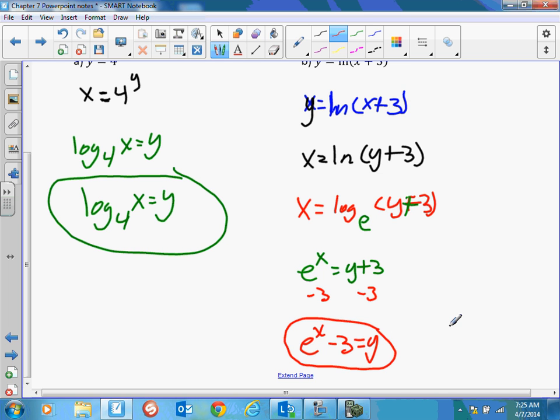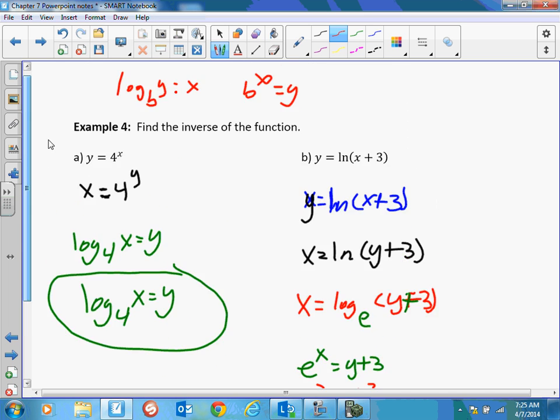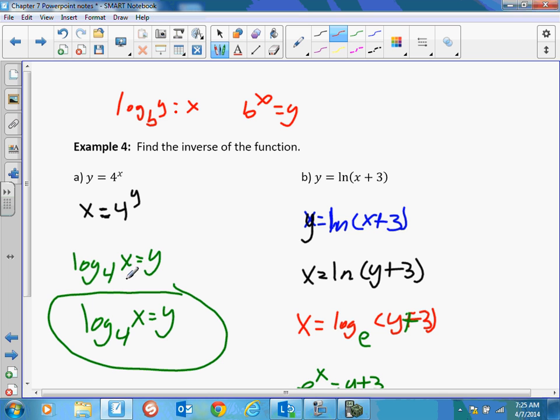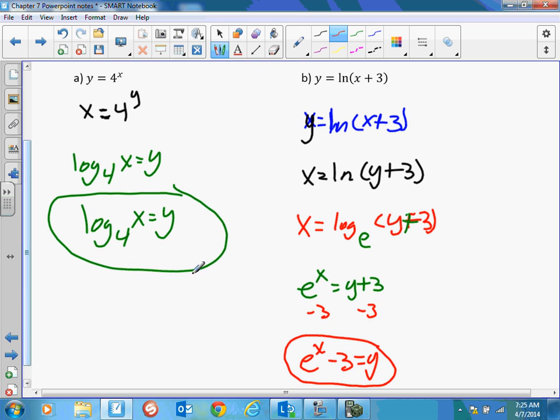Again, the first step is to switch x and y. Then if it's in exponential form, write it in logarithm form. If it's in logarithm form, write it in exponential form. Pretty easy, just rewriting it. Well, not easy, but it takes some practice to get used to. But you really have to understand how the base, what it's equal to, and the number over here, how the relationship always goes.